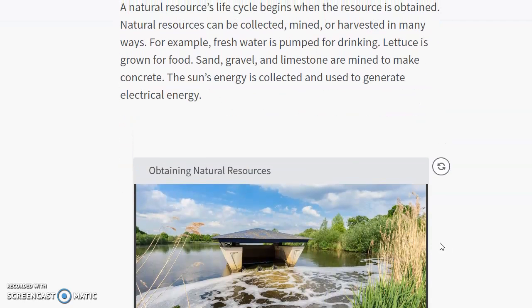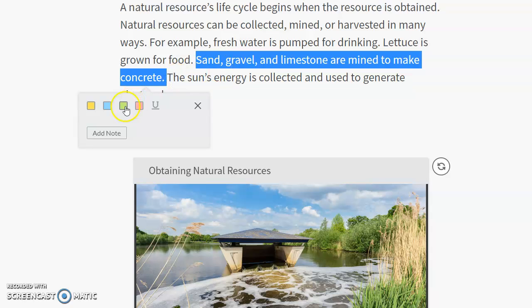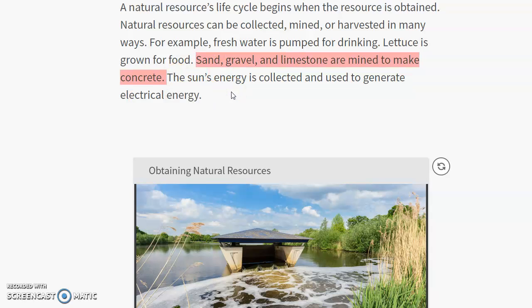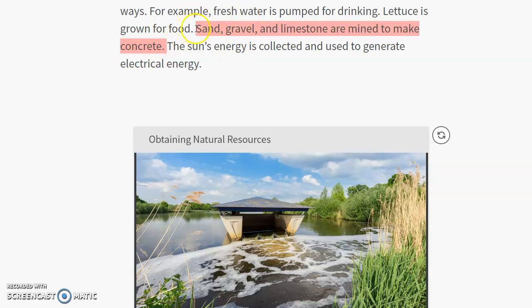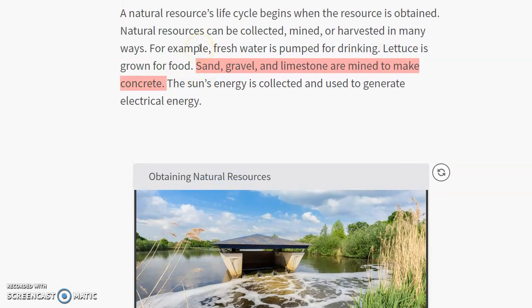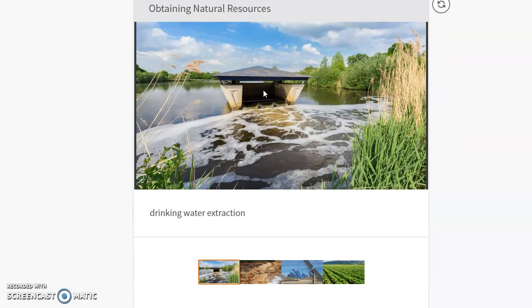How to obtain a resource. They're talking about the life cycle and how they get the energy, right? Fresh water can be pumped for drinking, lettuce grown for food. Sand, gravel, and limestone can be mined for concrete. I just highlighted this because we're talking a lot about concrete and how you use those minerals. So I don't want to forget that sand, gravel, and limestone make concrete.